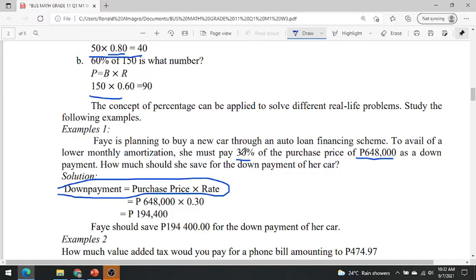If something costs 500, for example, you need to multiply. Okay, so like this. The purchase price of the car, we have 648,000 pesos times 30%, which you convert into decimal po. 0.30. Okay, 648 times 0.30, how much?